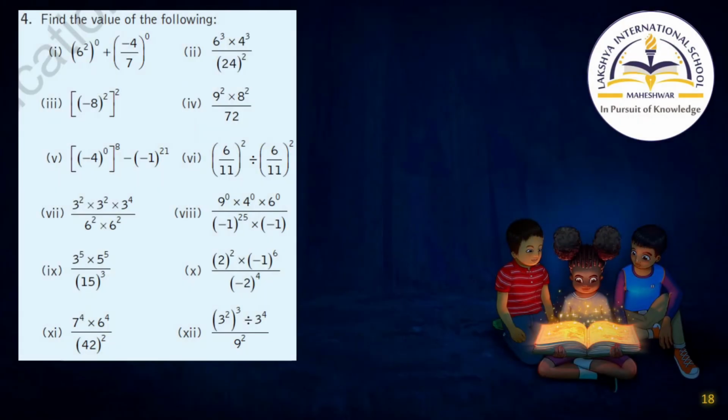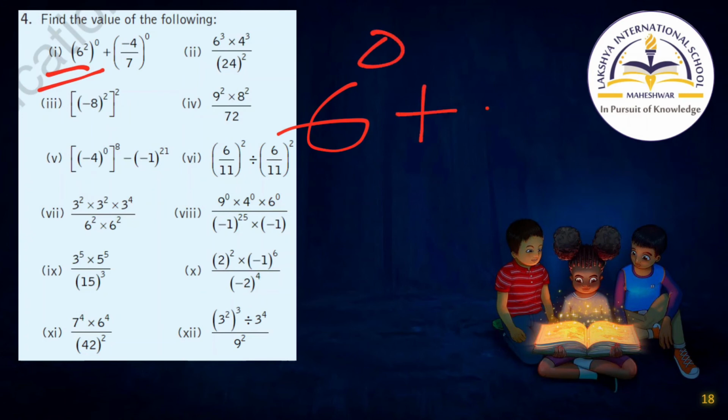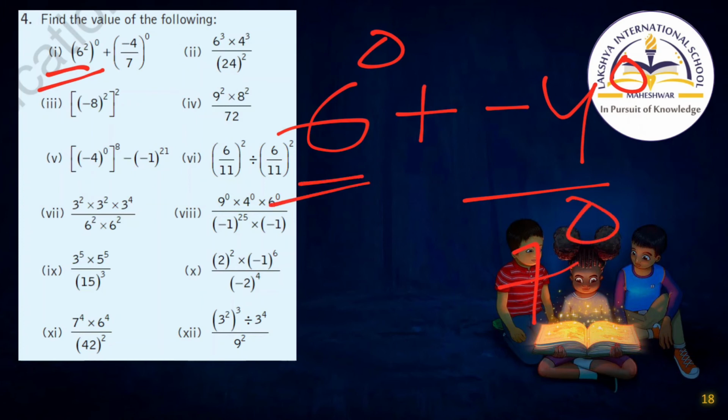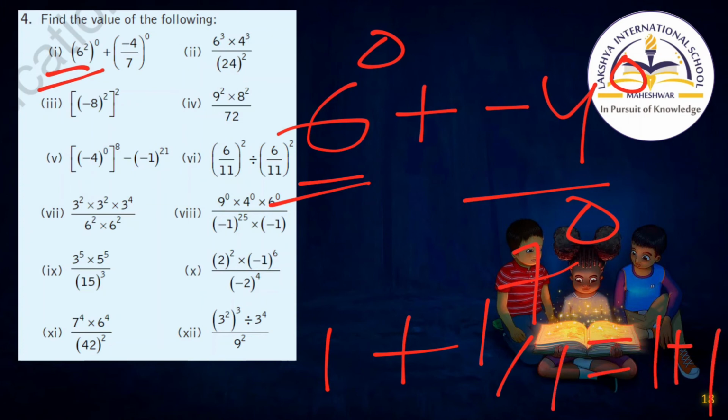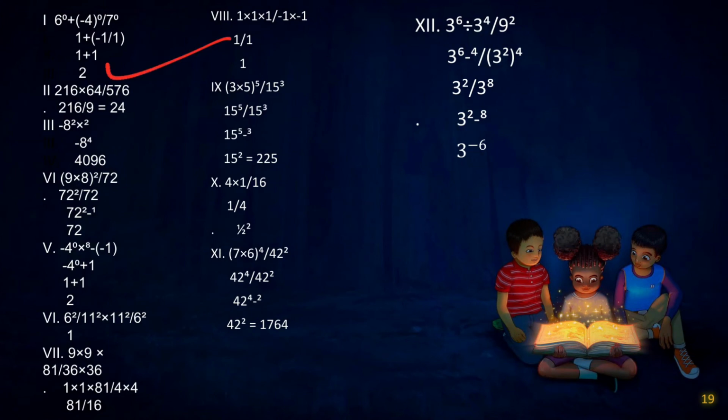Now question number 4: find the value of the following. As you already solved exercise 4.3, on the basis of that exercise this question will be solved. Now you can see 6, 2 zeros are 0 plus. Now minus 4 raised to the power 0, 7 raised to the power 0. This one's answer is 1 plus 1 divided by 1. You will get 1 plus 1, 2 is our answer.